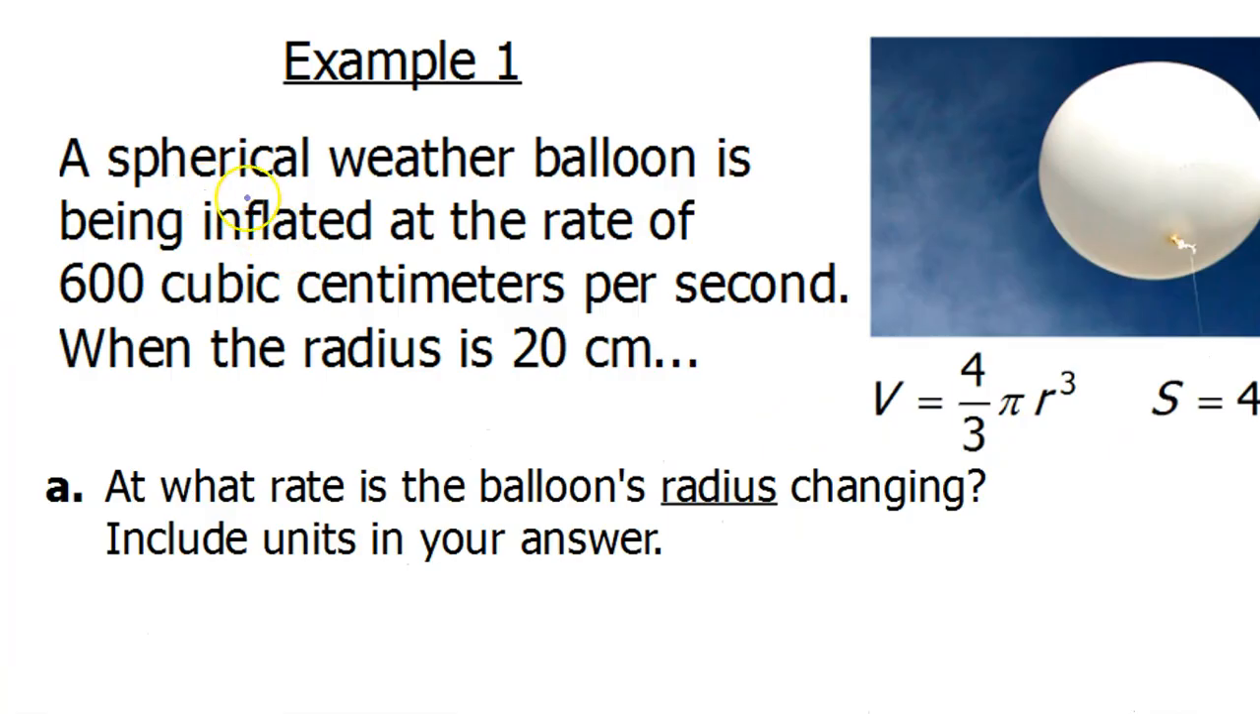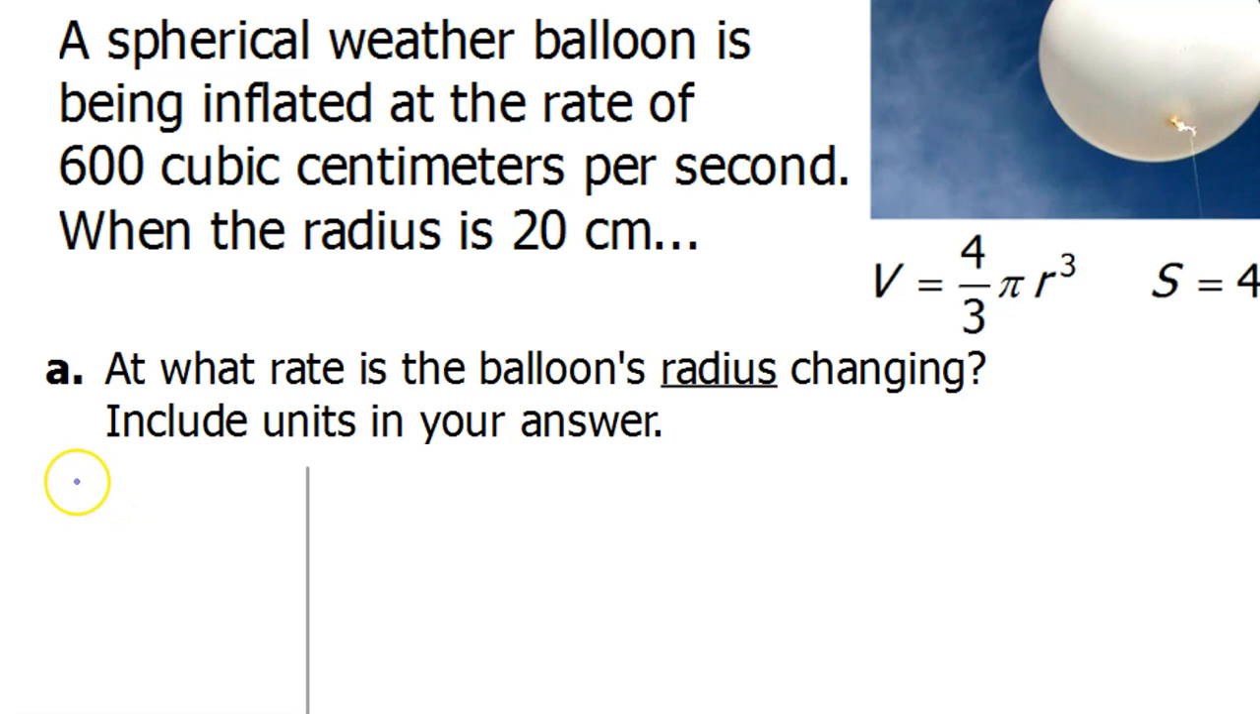Example 1. A spherical weather balloon is being inflated at the rate of 600 cubic centimeters per second. When the radius is 20 centimeters, Part A: at what rate is the balloon's radius changing? Include units in your answer.